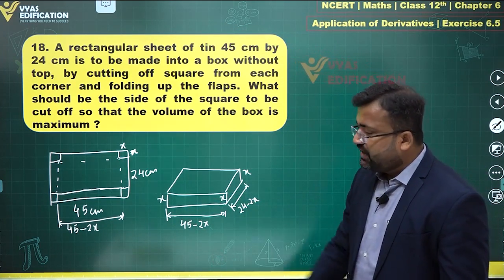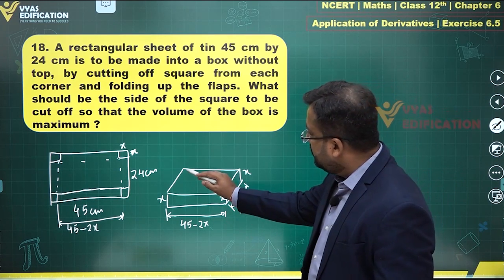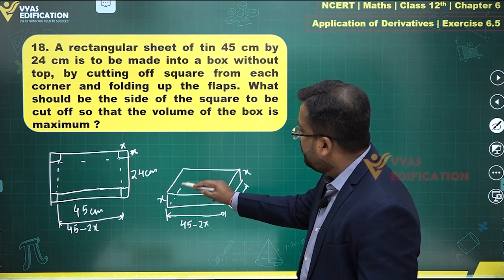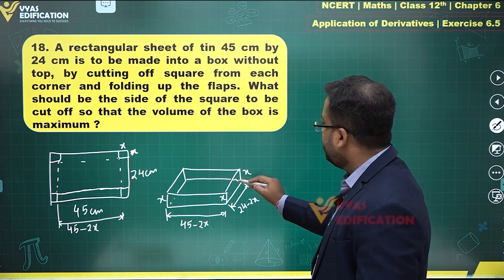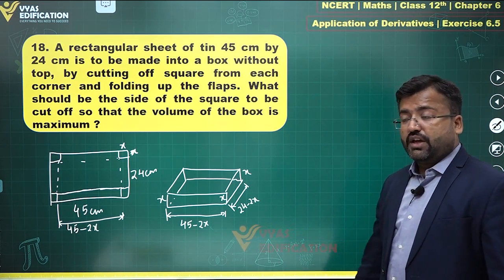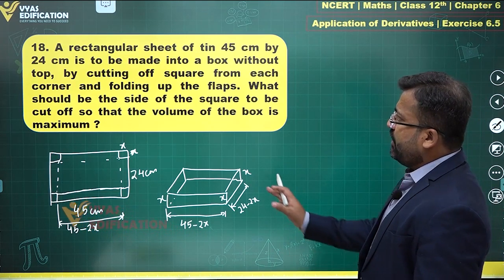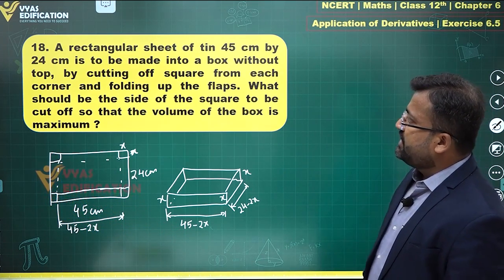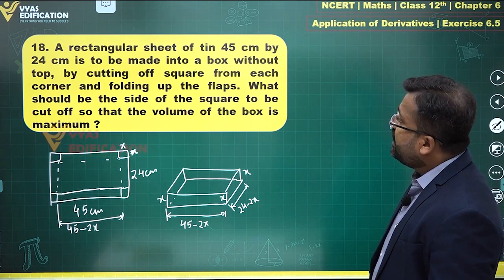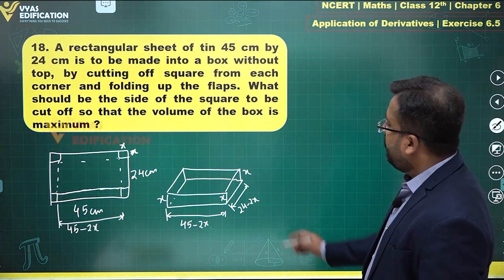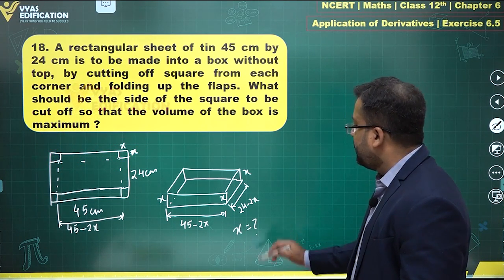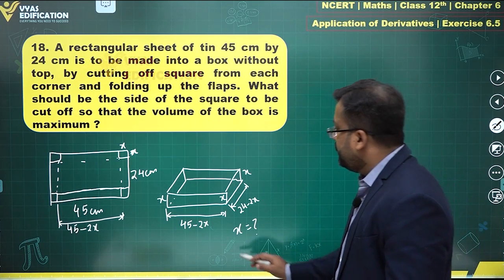And there's no top, there's no covering. So this particular edge can also be clearly visible. This is the kind of thing that we will have. That's a box. Okay, so a rectangular sheet of tin, 45 centimeter by 24 centimeter, makes a box without top by cutting the square from each corner and folding up the flaps. What should be the side of the square, that is x equals question mark, so that the volume of the box is maximum?